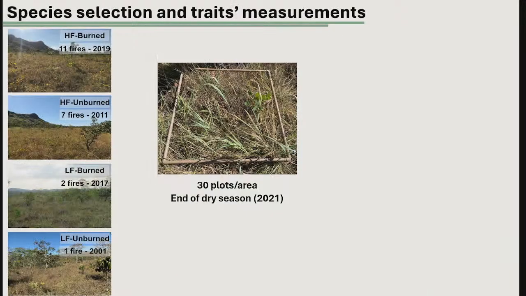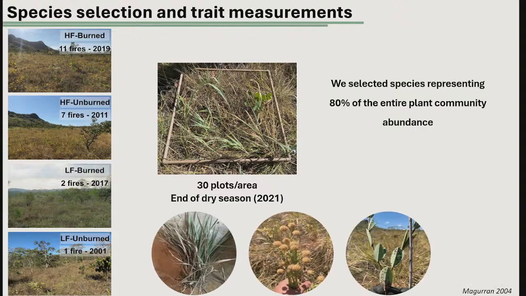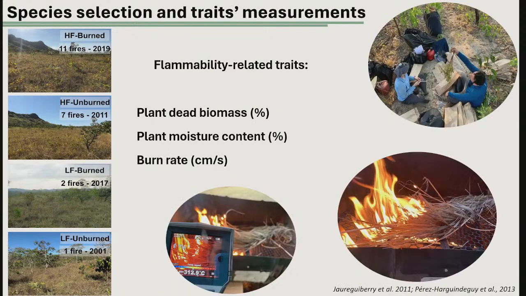So in the 4 areas, we established 30 1-by-1 meter plots at the end of the dry season, and selected species representing more than 80% of the entire plant community abundance of graminoids, forbs, and small shrubs. And after, we assessed the following flammability-related traits in each individual species. So we assessed the plant dead biomass, the plant moisture content, and we also calculated the burn rating using an equipment to measure flammability components in the field.